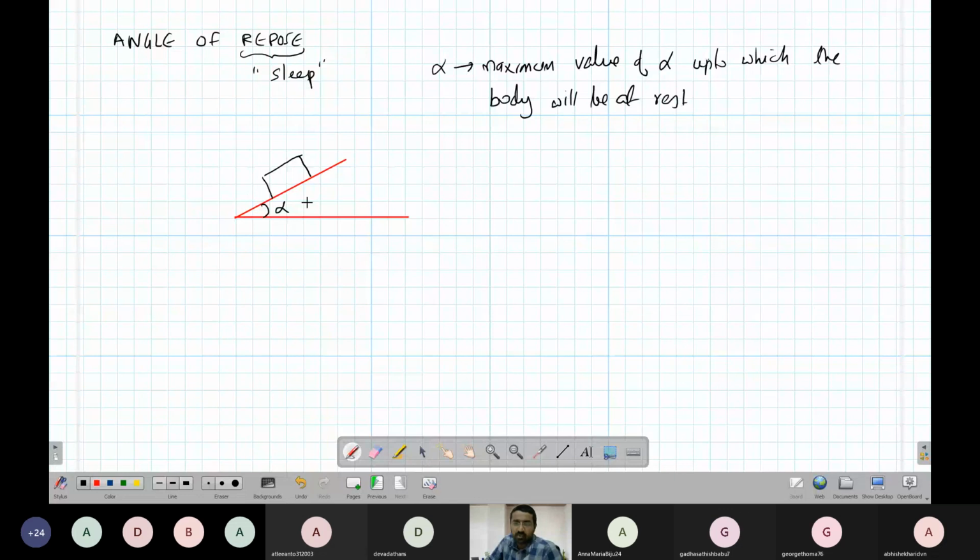There are ways to find this, a simple mathematical equation based on the limiting case. That I think we will do in the next class.